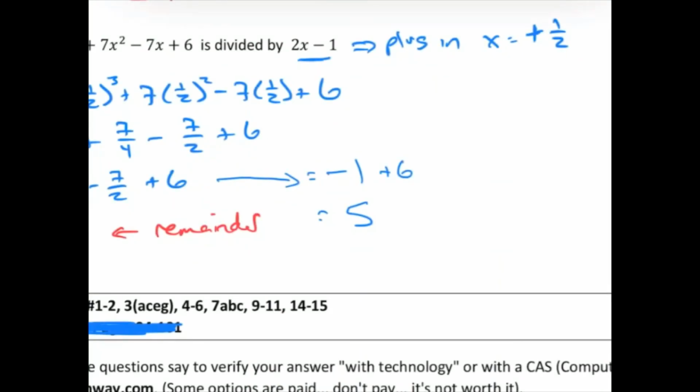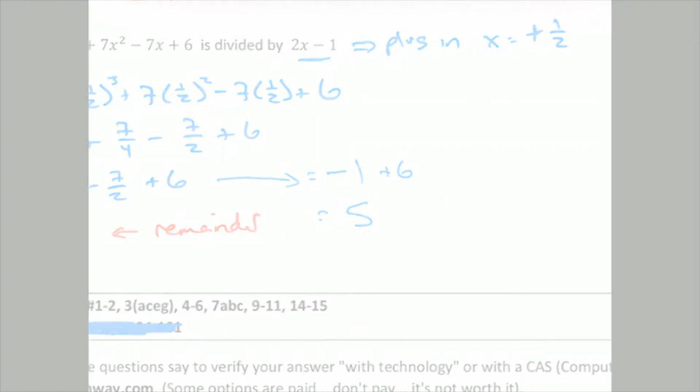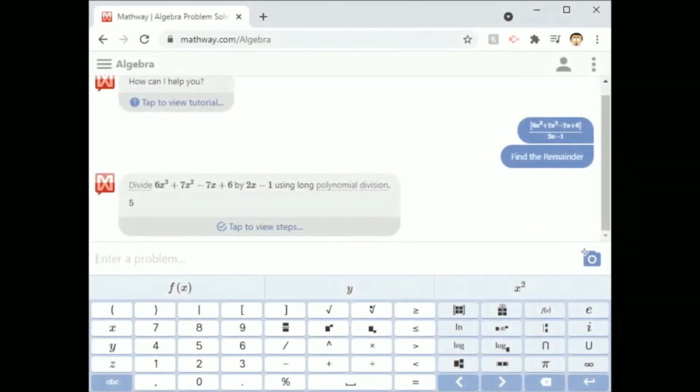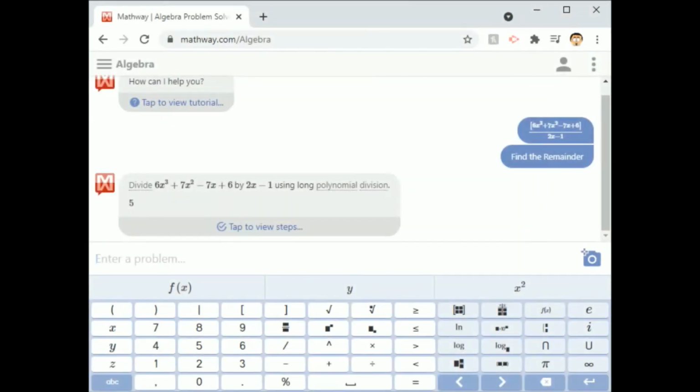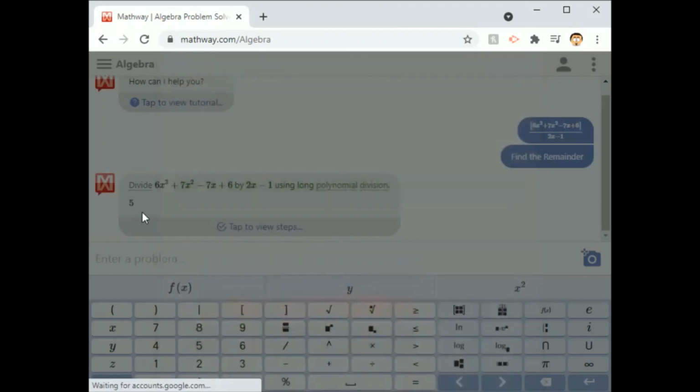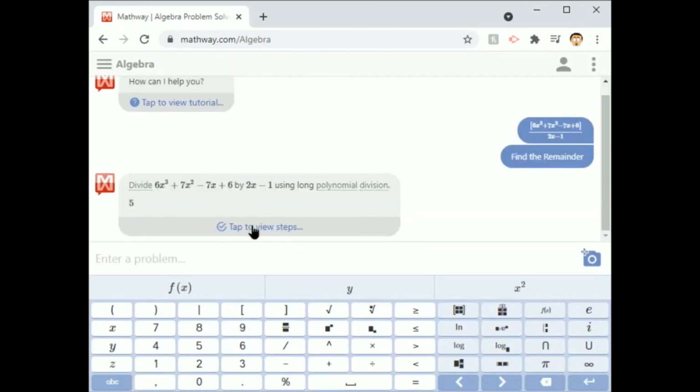Oop, what the heck just happened there? Okay, we're back. Okay, so the good news is Mathway did help us do that. And now it wants me to sign up and pay them. We don't want to do that, so we'll just close it. Tap to view steps. Oh, it wants me to pay them, so I'm going to close it.